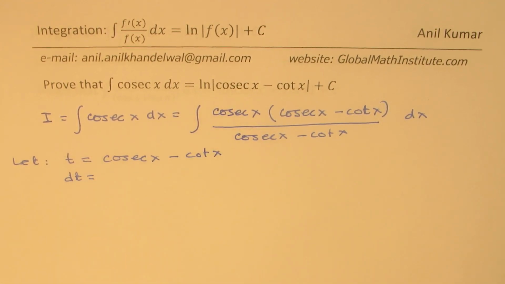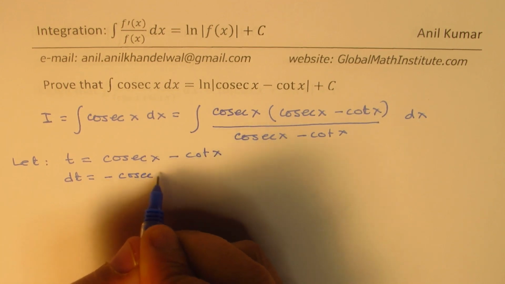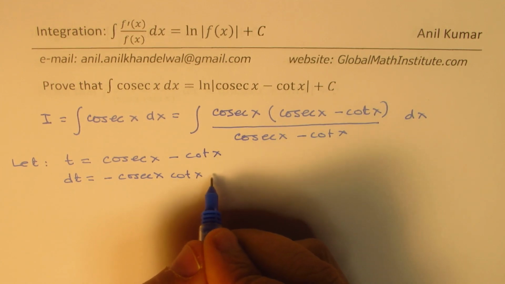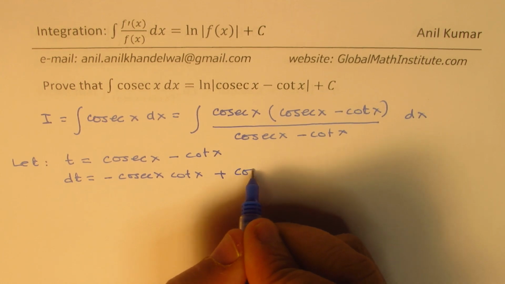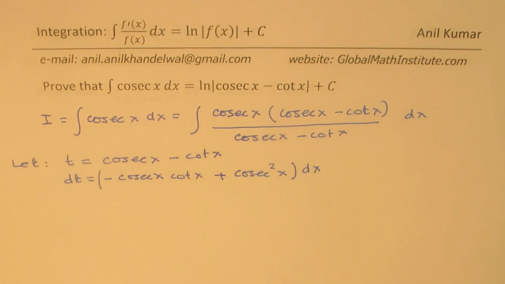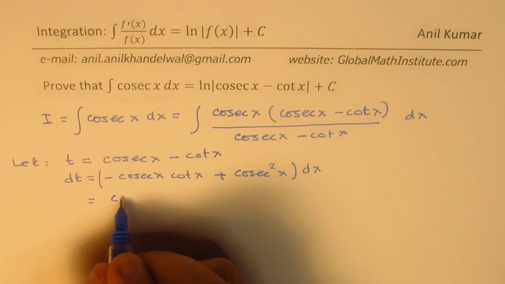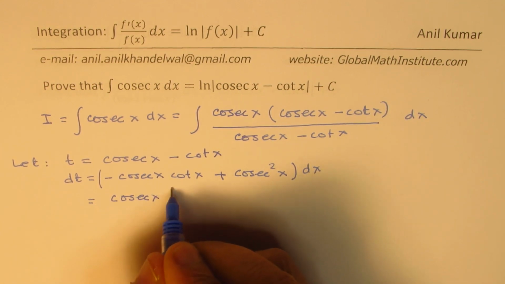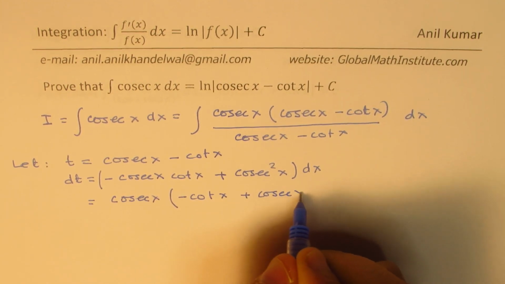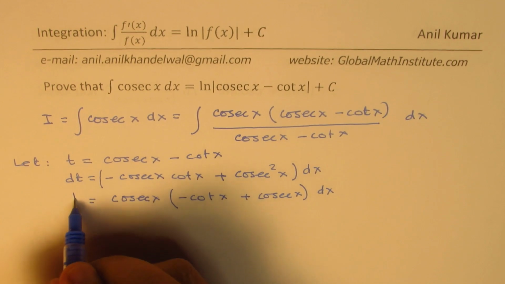In that case, dt is equal to the derivative of cosecant x, which is minus cosecant x times cotangent x, and the derivative of cotangent x, which is minus of this, so it becomes plus, right? Let me write the full form. Cosecant square x dx. So as you can see, this is the numerator, right? We can always take cosecant x common. So if I take cosecant x common, then what we get here is minus cot x plus cosecant x. Correct? So we can replace the numerator with dt.